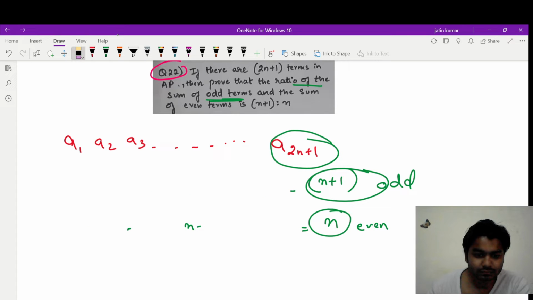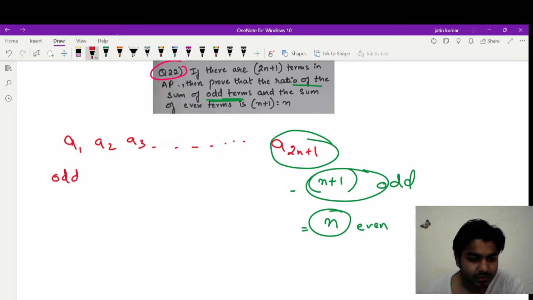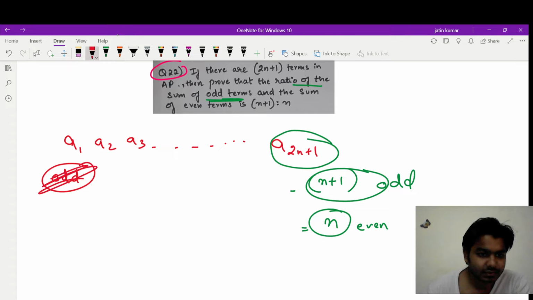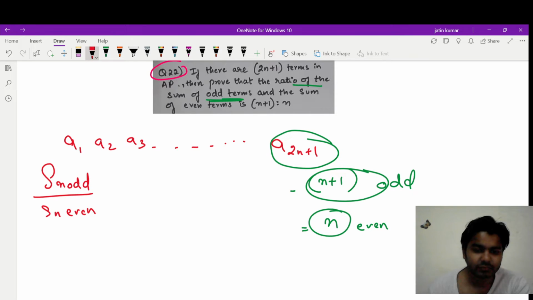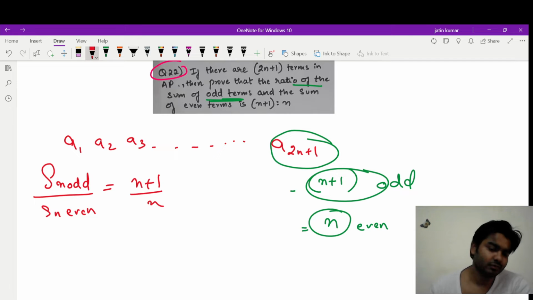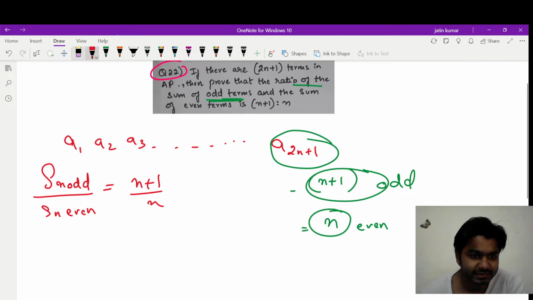So for odd, the value will be... let's put the formula directly now: Sn of odd by Sn of even. This is what we need to prove as (n plus 1) upon n. Okay, this is what we need to prove. On taking LHS, we have Sn odd and Sn even.